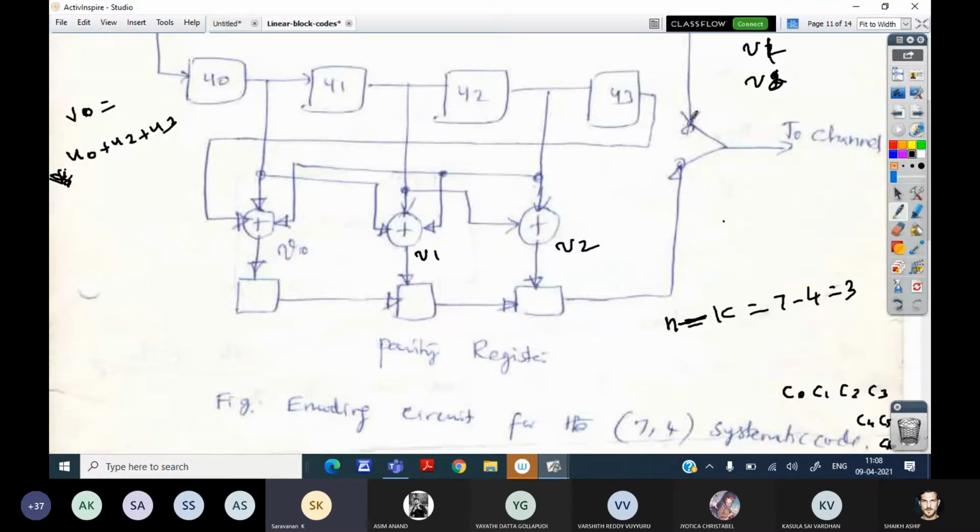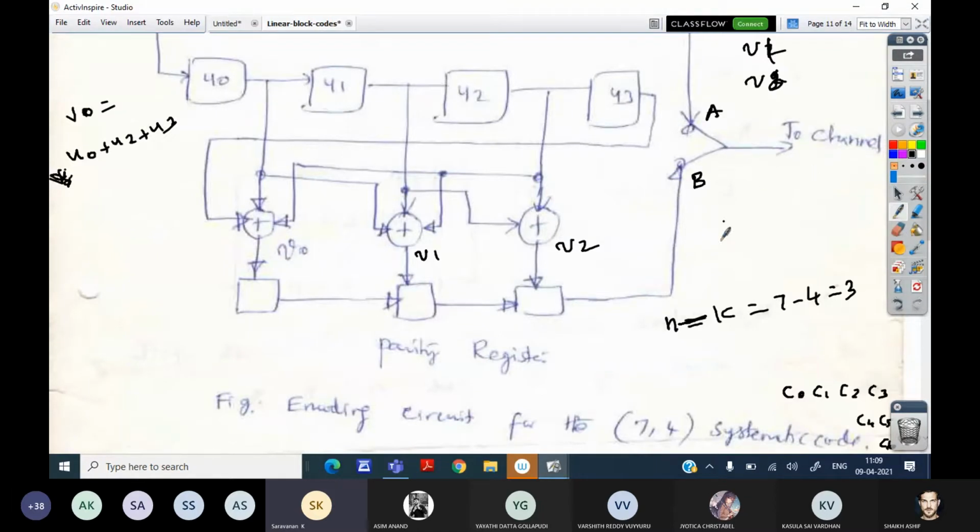So by changing this switch, we are going to change over the switch position. Maybe initially the switch is going to be in position A and next I'm going to switch over to B. Once I feed all the 4-bit message, I'm going to switch over this and I can transfer these 3 parity bits to the channel.